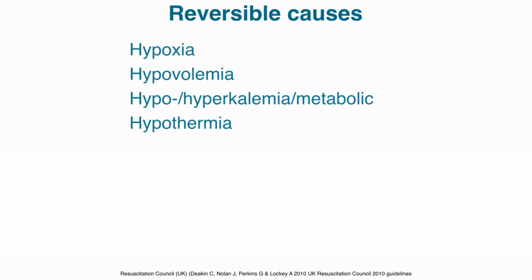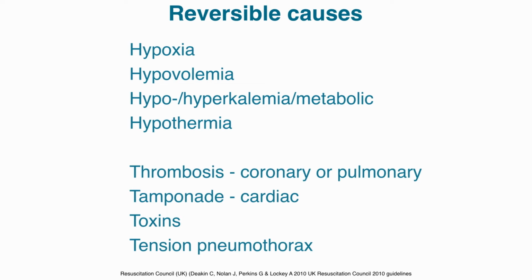Reversible causes are hypoxia, hypovolemia, hyperkalemia, and hypothermia. These are the 4Hs. And the 4Ts are thrombosis, tamponade, toxin, and tension pneumothorax. With ultrasounds, we can assess the issue marked in red: hypovolemia, thrombosis, coronary or pulmonary, tamponade, cardiac. And if we also use ultrasounds of the lungs, we would even see a tension pneumothorax.